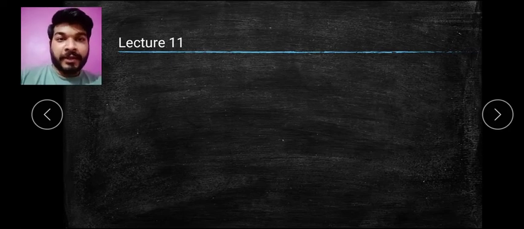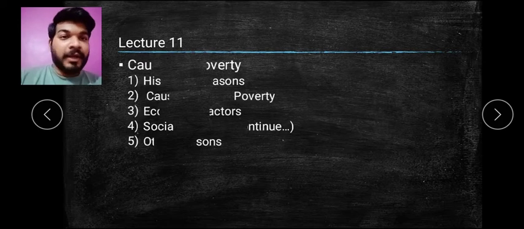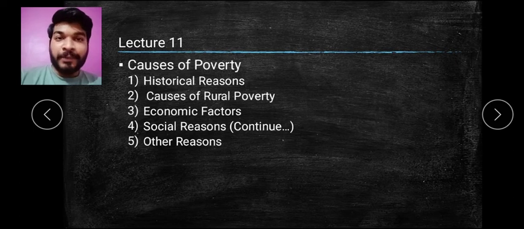We are continuing with the fifth chapter, Poverty, and this is the 11th lecture. We already started with the topic causes of poverty. In causes of poverty we have completed historical reasons, causes of rural poverty, and economic factors, which was a big topic. Nearly 5 points we have completed. If you have not watched, please watch the video and then continue with this one.